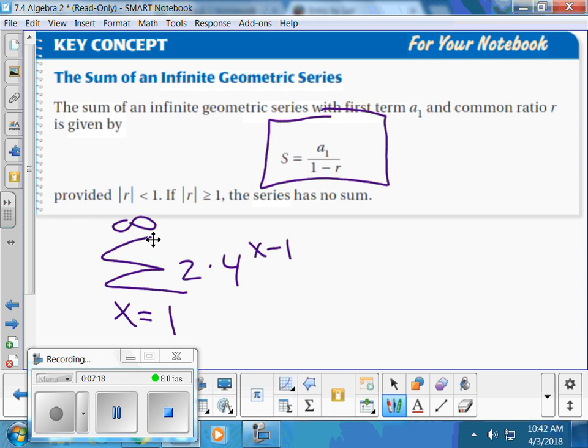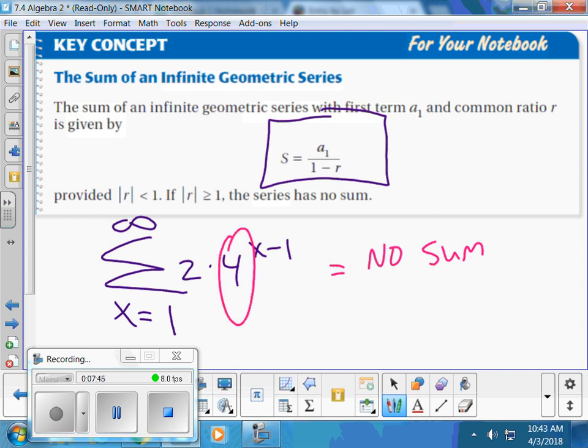The thing you want to do, though, before you continue on your journey is just verify that the absolute value of your R value would be less than 1. So this is my first term, 2. This is my R value, 4. This is way too big, right? There's no way this could have an infinite sum. So you would write no sum if you see that your R value is too big.